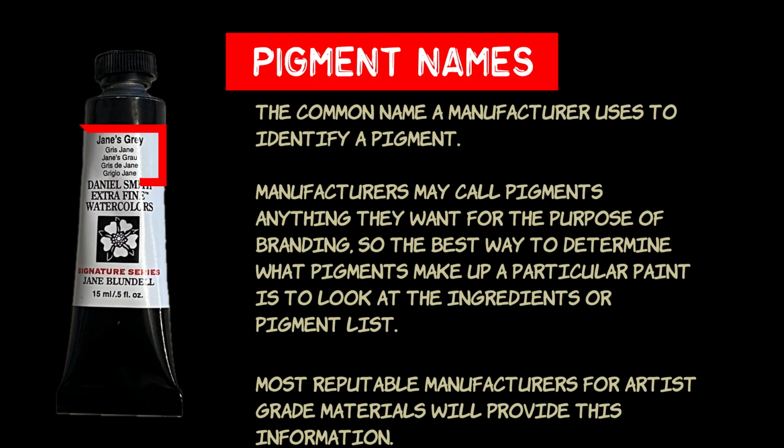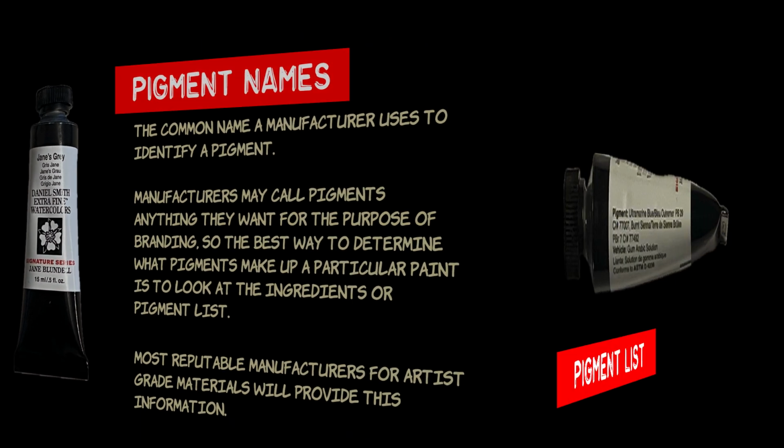The pigment name is the common name a manufacturer uses to identify a pigment. Manufacturers may call pigments anything they want for the purpose of branding, so the best way to determine what pigments make up a particular paint is to look at the ingredients or pigment list. Most reputable manufacturers for artist-grade materials will provide this information.